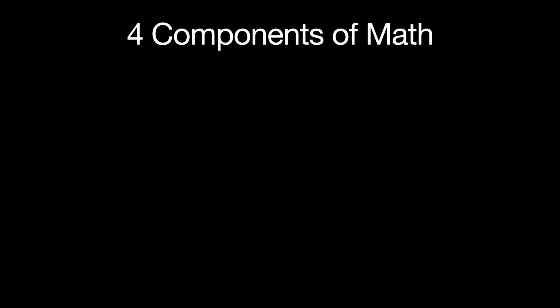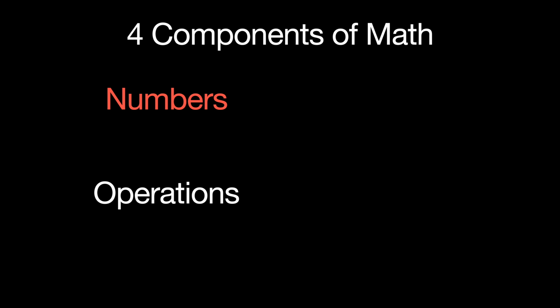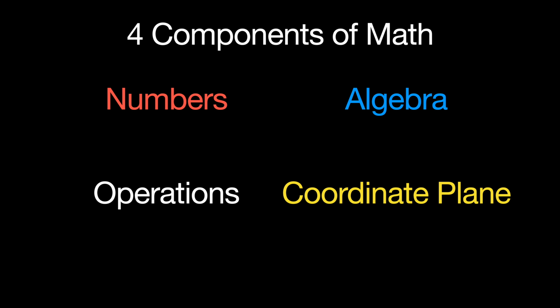So the way I break it down is to four base components of math. The first one is numbers. That's the most common one that people think of when they think of math. Then we have operations, algebra, and the coordinate plane. Pretty much anytime you're encountering a math problem or anything to do with math, you're going to have at least one of these concepts in it, or most likely two or three, or sometimes all four.